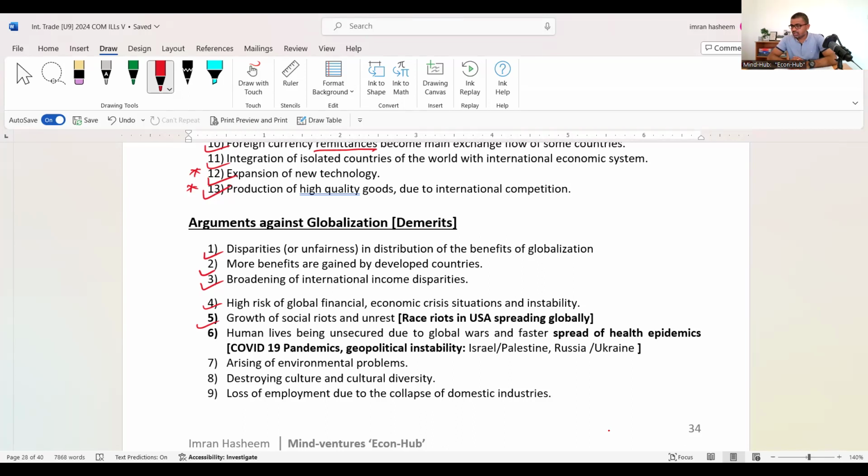Then human lives being unsecure due to global wars, fast spread of health epidemics like the pandemic COVID-19. See, it went from an epidemic to a pandemic, COVID-19. It was an epidemic that was affecting China, mainland China, that's it, and Wuhan province of China. But it went from an epidemic within the shortest period of time into a pandemic. World Trade Organization named it as a pandemic because it spread so quickly, first to European countries, then to the rest of the world. Get it?